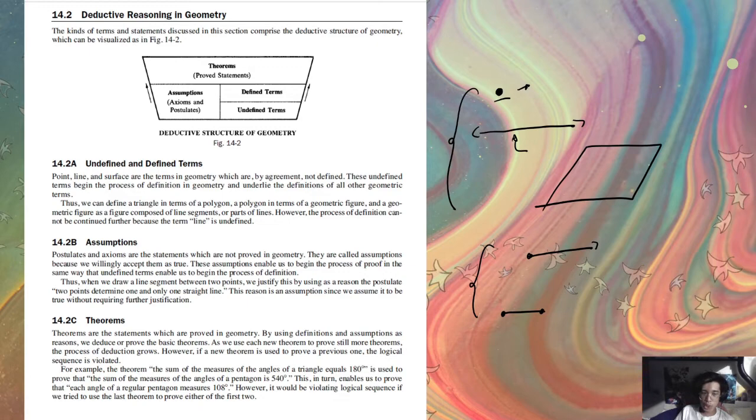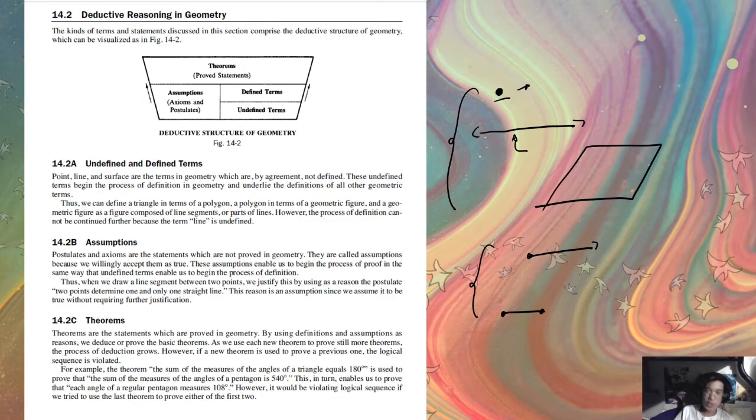Then we have the assumptions. Okay, so postulates and axioms are the statements which are not proved in geometry. So we will have a lot of postulates, and these are statements that are regarded as true in geometry without having to be formally proven using a two-column proof or a paragraph proof. So they are called assumptions because we willingly accept them as true. These assumptions enable us to begin the process of proof in the same way that undefined terms enable us to begin the process of definition.